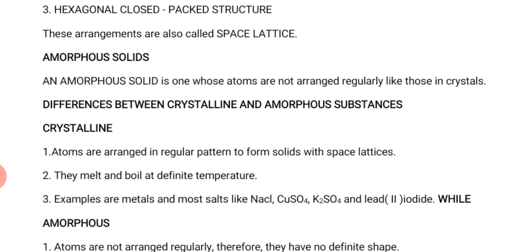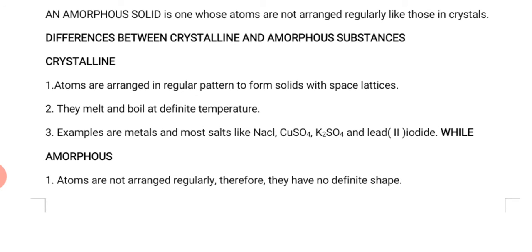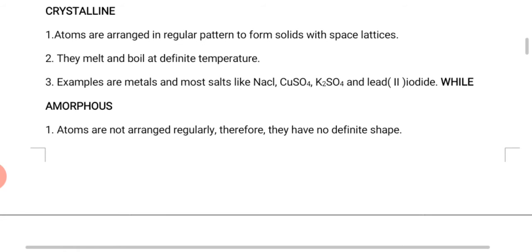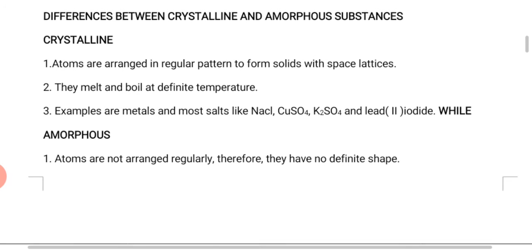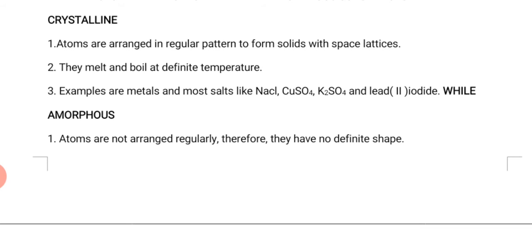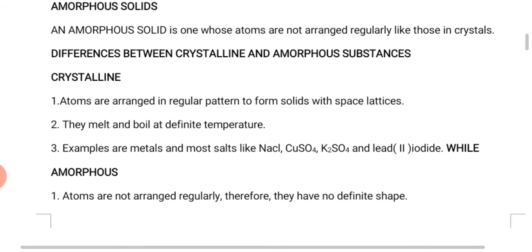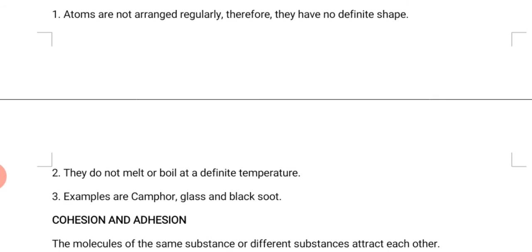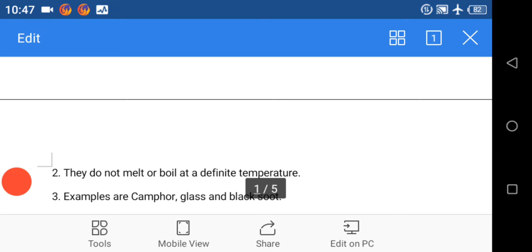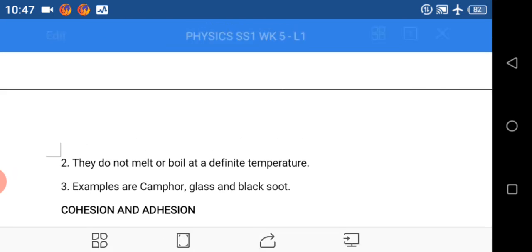The difference between the crystalline and amorphous substances. In crystalline, atoms are arranged in a regular pattern to form a solid with a space lattice. In amorphous, atoms are not arranged regularly, therefore they have no definite shape. Number 2, crystalline substances melt and boil at a definite temperature. Amorphous substances do not melt or boil at a definite temperature.